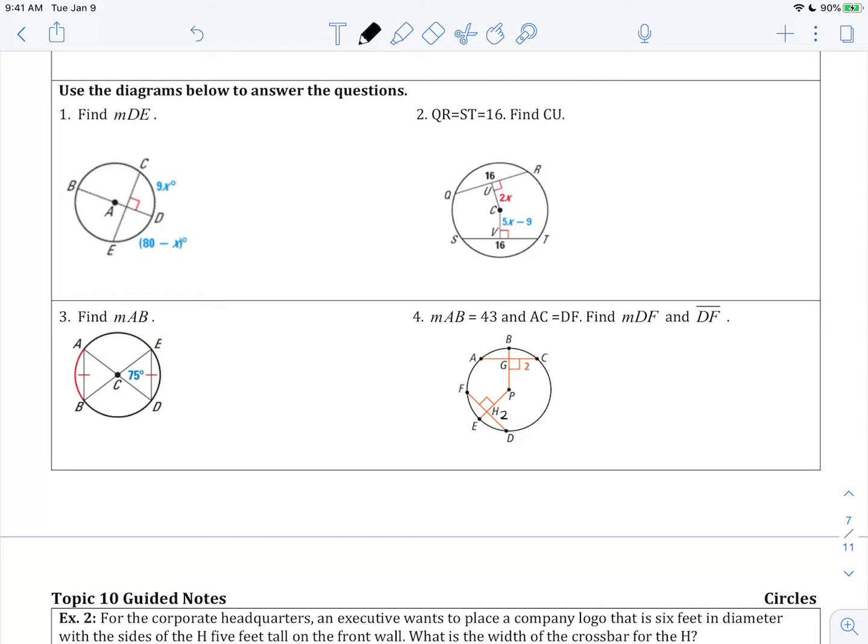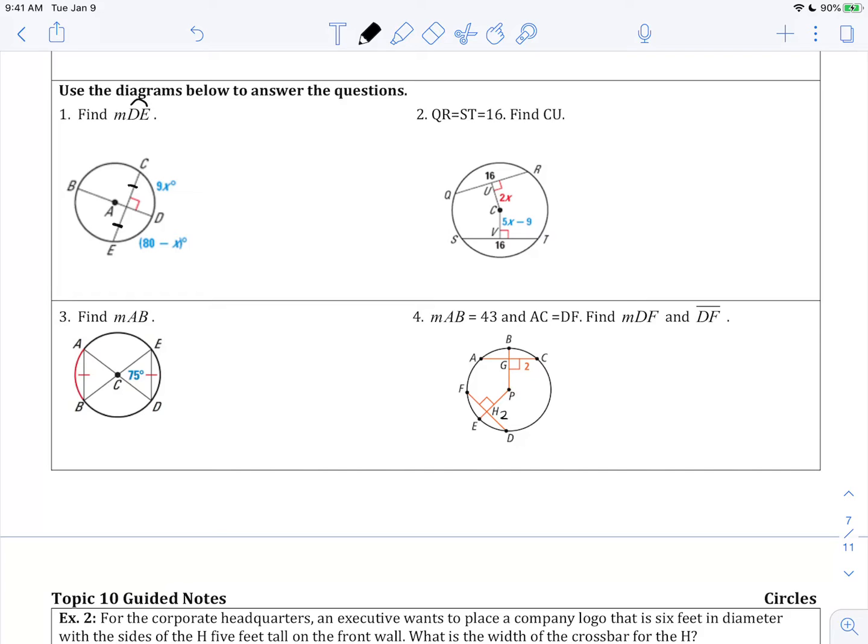All right, now let's put some of those theorems to use to find some missing parts of circles. Find the measure of arc DE. Well, I noticed that chord BD goes through the center of the circle and it's perpendicular to chord CE. So if it's perpendicular to that chord, that means it bisects that chord, right?